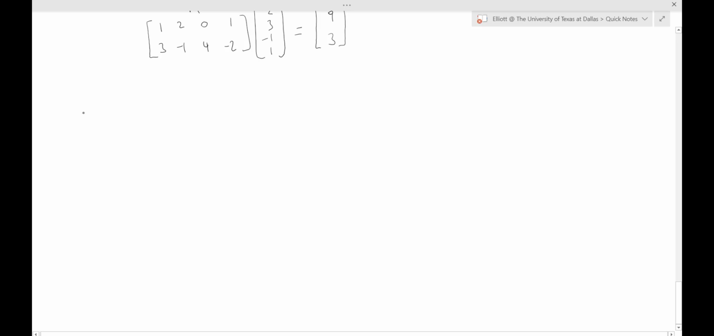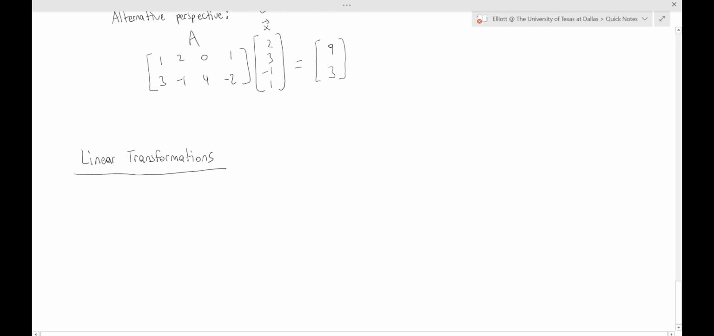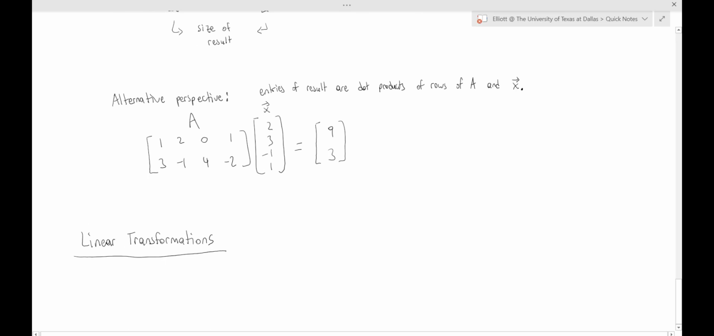Now, finally, I want to talk about one more topic, which is linear transformations. So first, I want to introduce a little bit. Actually, I'll say one thing about matrix vector multiplication before I get to linear transformations. I should note some properties.